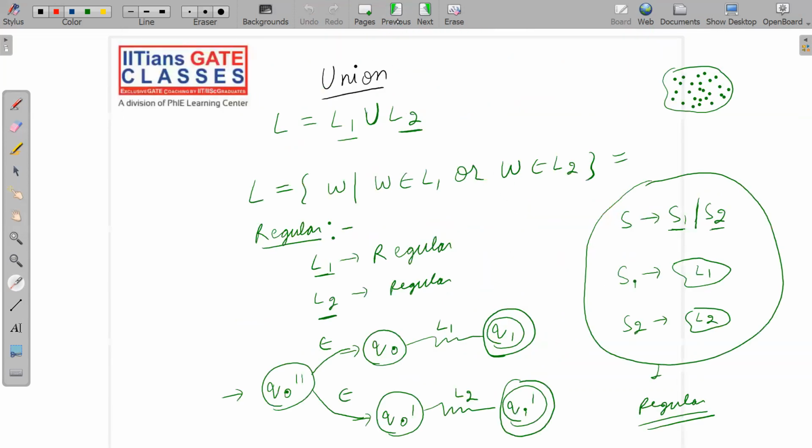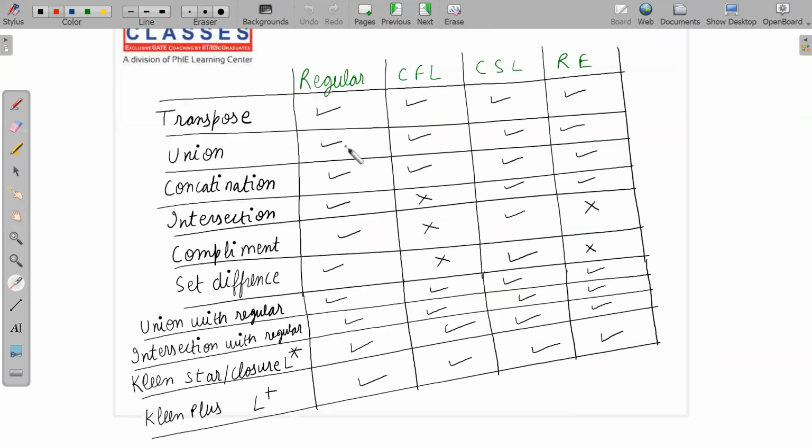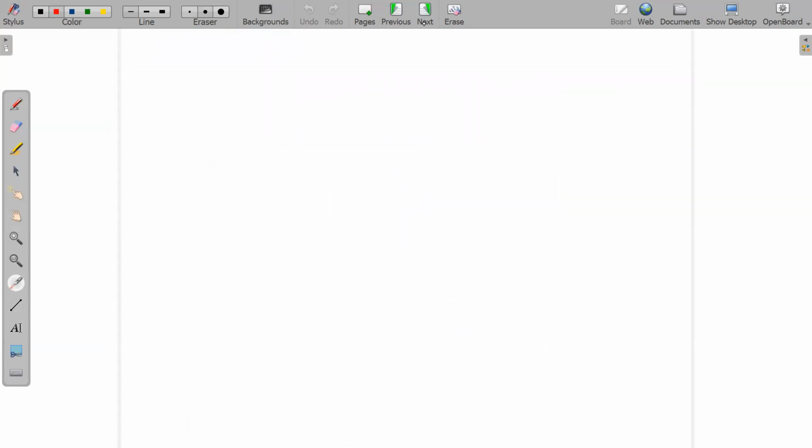Let me go to the previous slide. See here properly, all types of languages. Again, I'm repeating, all types here means regular, CFL, CSL, and RE. So concatenation, all are closed. What about intersection? Intersection is very, very important. Please note it down carefully.